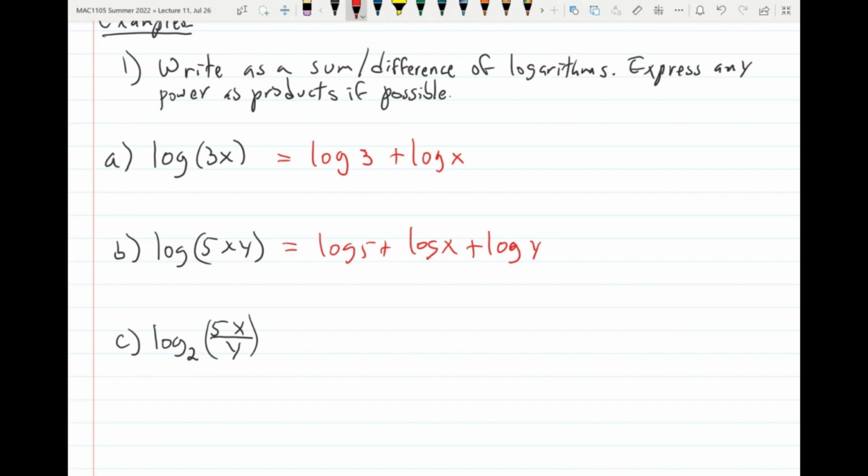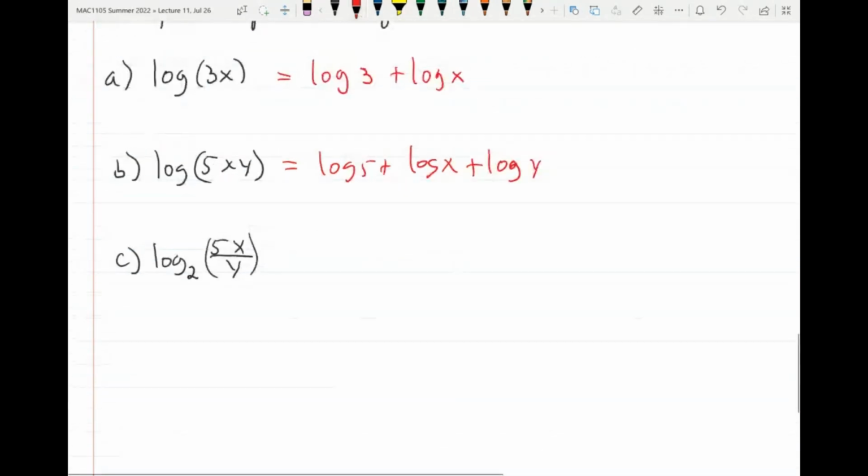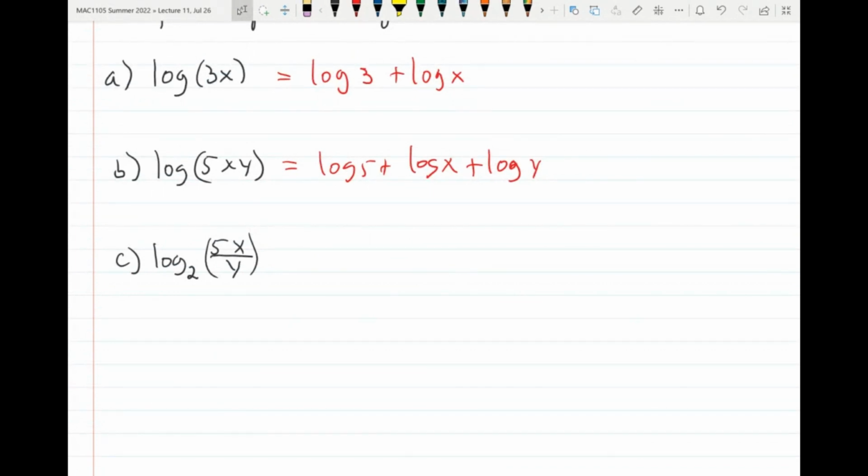All right, so now in part C, by the way, notice how you always have to keep the same base. It's very important, okay? If you change the base, then these properties do not hold anymore. Now here we have a combination. So what operations are happening here? How many operations do you see in the argument of the log?